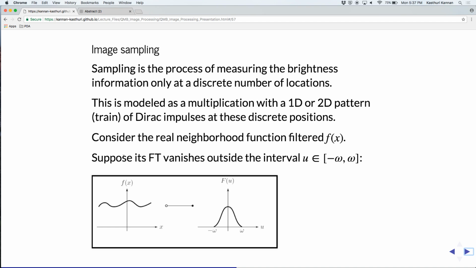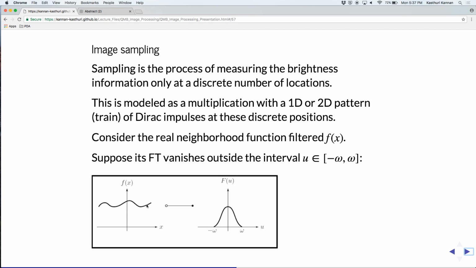So we have to get back the original image only from the sampled points that you get. How effective is this process? That's the idea behind this. If you have these Dirac impulses, you are trying to sample at a set of points, and that's what you're doing.